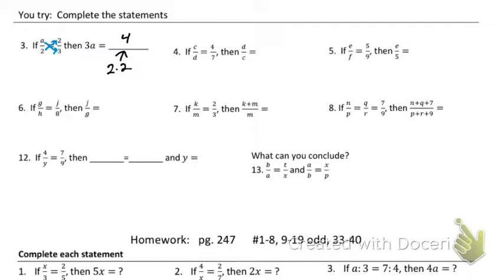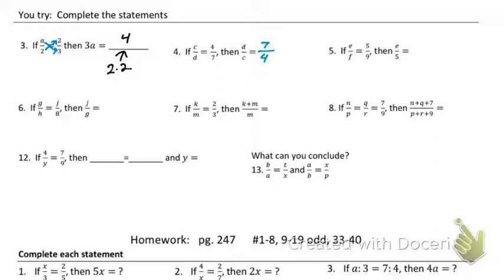All right, next one we have c over d equals 4 over 7. Then d over c equals what? Sahaj. 7 over 4. And which one of those things let us do that? Reciprocal. Yep. Awesome. All right, Sahaj and Tyler are off the hook.